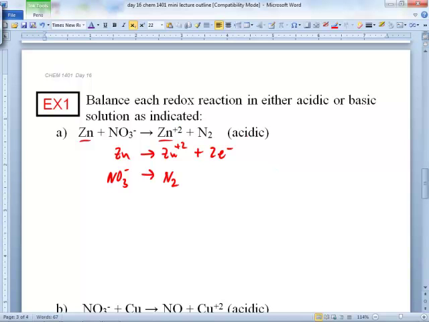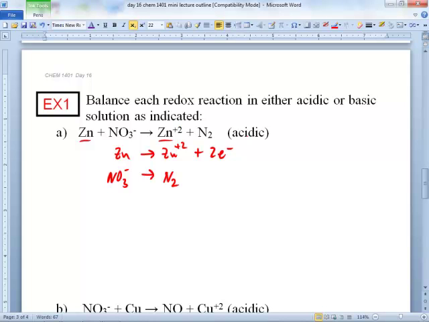It's not always going to be 0 on both sides. It just has to be the same on both sides. So in that case, it's got to be 0. Okay. So this half reaction, the top one, the zinc one, is done. We've done all the little steps to balance that half reaction. Now let's balance the nitrate half reaction. Go back up to the top.